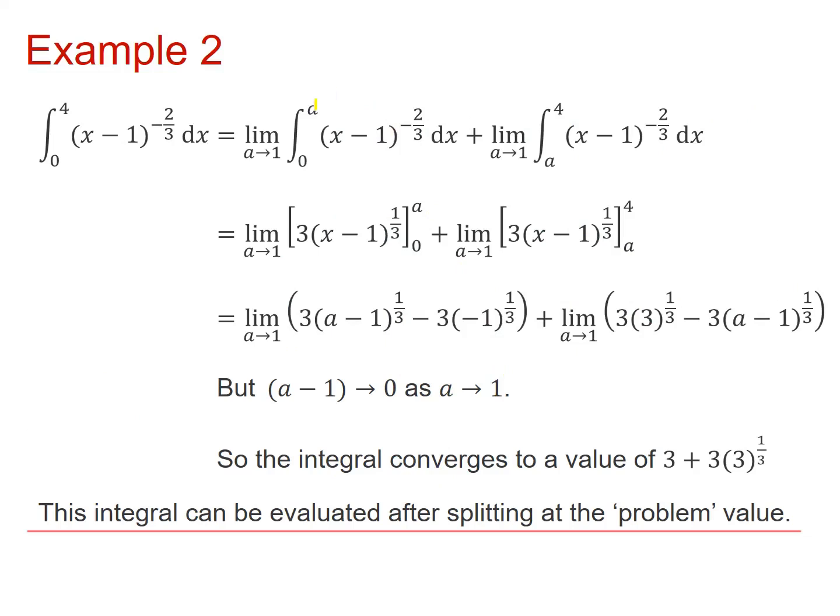There's it all tidied up again, so here's your split in the integral. That's it at the problem value. Work it on down, and then this part and this part vanish as a tends to 1, and so the integral converges to our final value, 3 plus 3 lots of 3 to the 1/3. So this integral can be evaluated after splitting at the problem value.